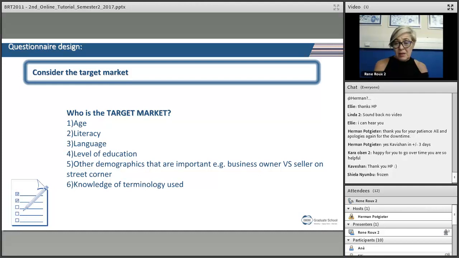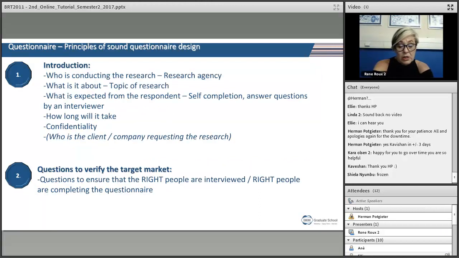Some of those questions the vendor on the street corner would not be able to answer because they had no clue what it was. And some of those questions you could not ask a business owner because you're wasting his time. It's not part of his work. My suggestion in the end to them was, you need 2 questionnaires depending on who the participant is. The knowledge of terminology: do they actually know what you mean if you use that terminology? So take your target market into consideration.